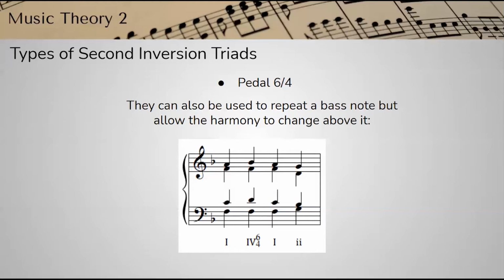Okay, so that's called a pedal 6/4, and when you would identify that, you would see the repeated bass note, and you see that one of them is a 6/4 chord. So that's how you know that it's a pedal 6/4 chord. Okay.